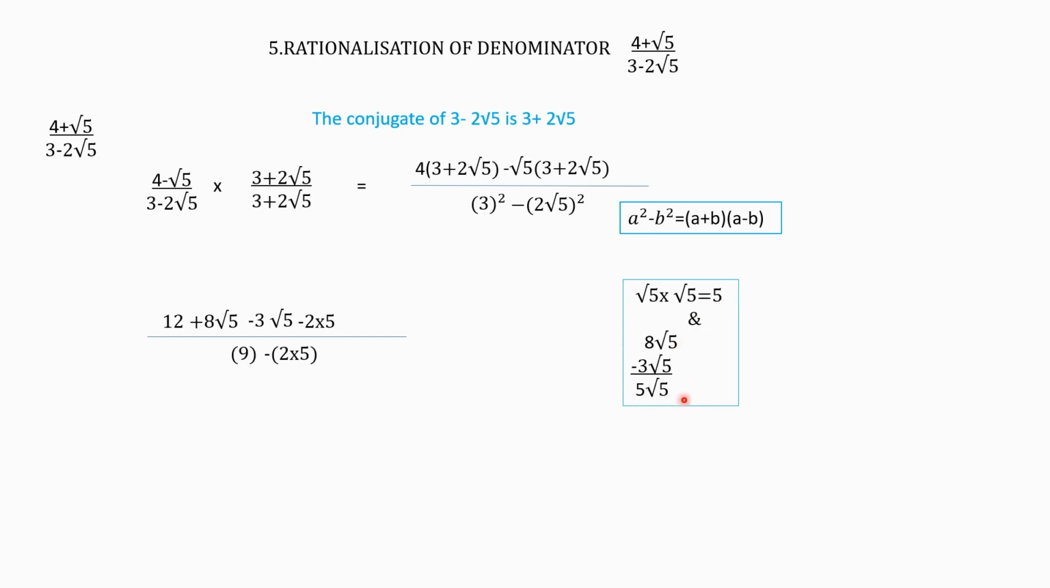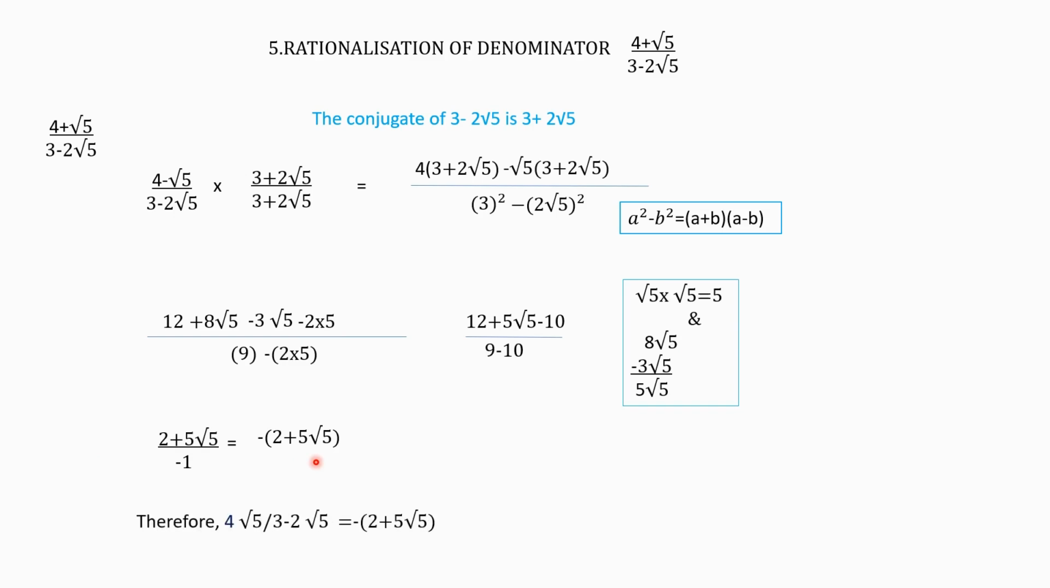We get 12 plus 8 root 5 minus 3 root 5 and minus 10, divided whole by 9 minus 10, we get minus 1. Now, bring the minus sign in the numerator, we get minus and everything inside the bracket. Therefore, (4 plus root 5) by (3 minus 2 root 5) is equal to minus (2 plus 5 root 5).